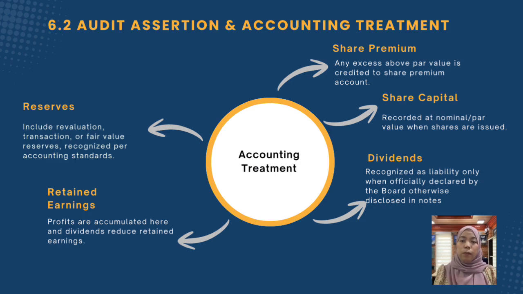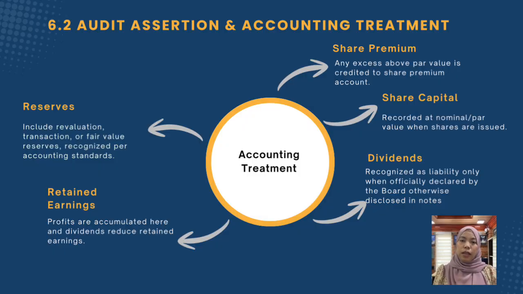Share premium. Next, share premium occurs when a company issues shares at a price higher than their nominal or par value. The excess amount received from shareholders is not treated as profit but is recorded separately in the share premium account. This reflects the additional contribution from investors above the original share value.